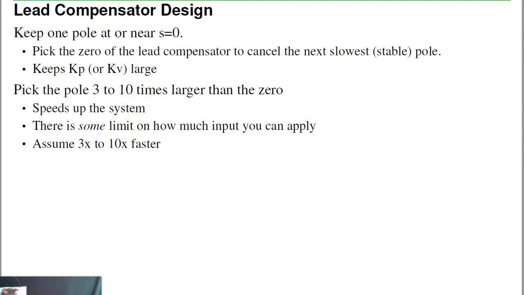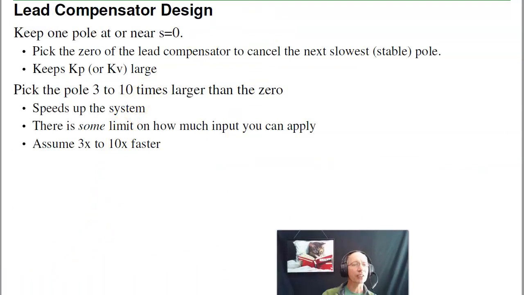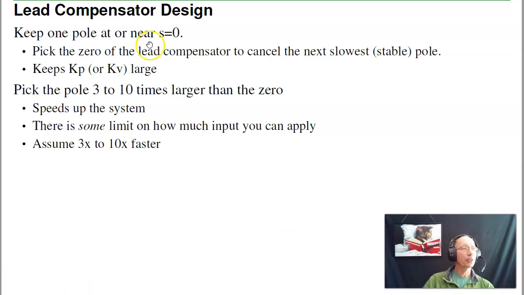So in summary, with a lead compensator design, I keep the pole near s equals 0. I pick the zero to cancel the next lowest pole. That keeps Kp large. I then pick the pole to be 3 to 10 times larger than the zero. You stick it to the left, out of harm's way. And then that's the previous design, gain compensator. Now find the gain to give you your desired overshoot.